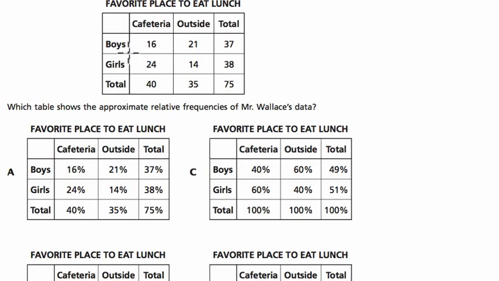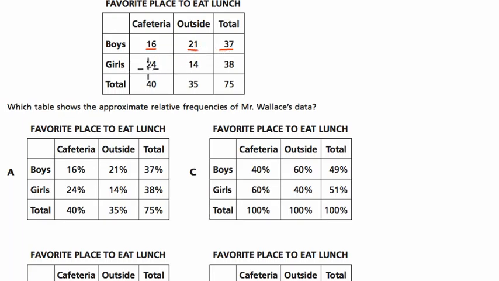First of all, we've got how many boys like the cafeteria. So we match it: we look at boys in the row and cafeteria in the column. So this 16 right here tells me there are 16 boys who prefer the cafeteria. There are 21 boys who prefer outside. That's how we read our two-way table, the intersection of boys and outside. And there are 37 boys in total out of the 75.